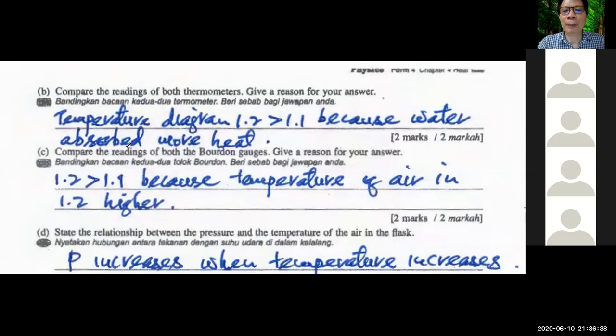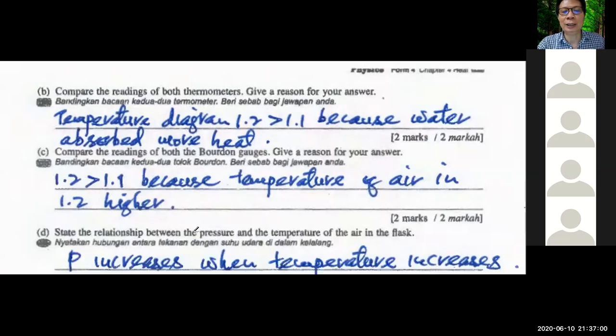Next, compare the readings of both Bourdon gauges. Also 1.2 is bigger than 1.1. The pressure is higher, isn't it? Because the temperature of A in 1.2 is higher. It is hot, so the pressure of A is higher. That's why the 1.2 Bourdon gauge reading is higher.